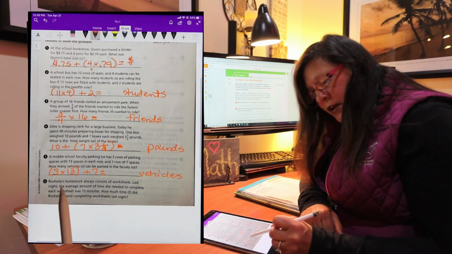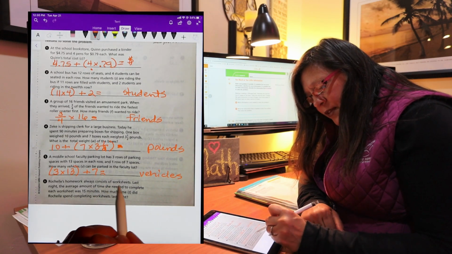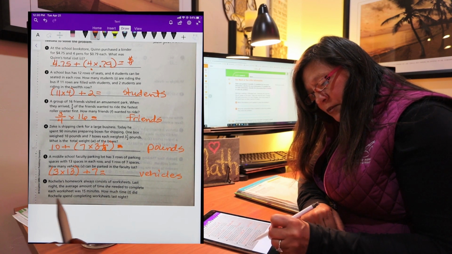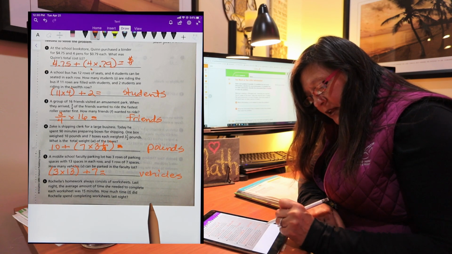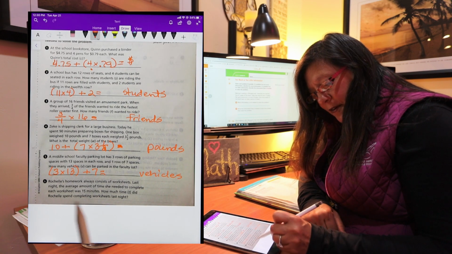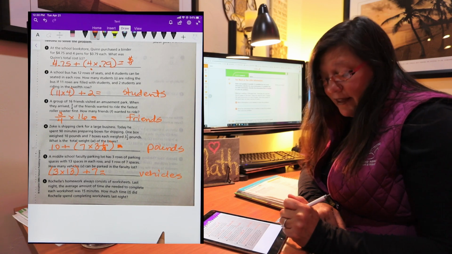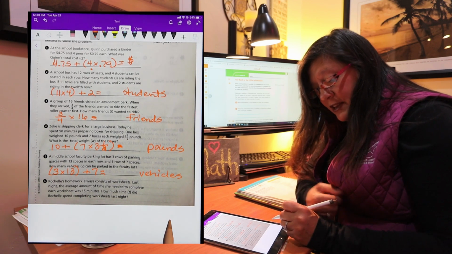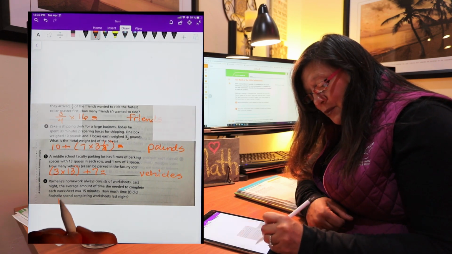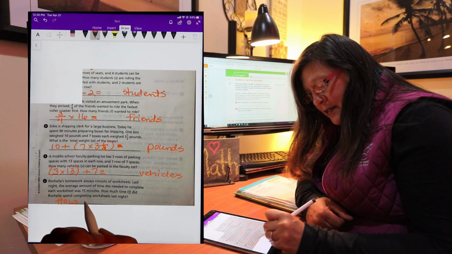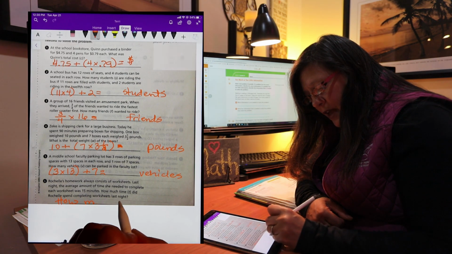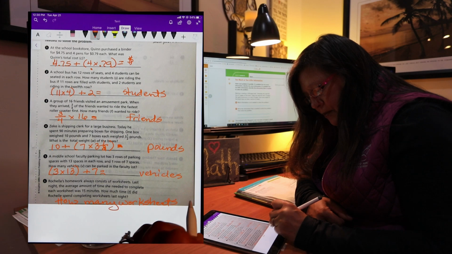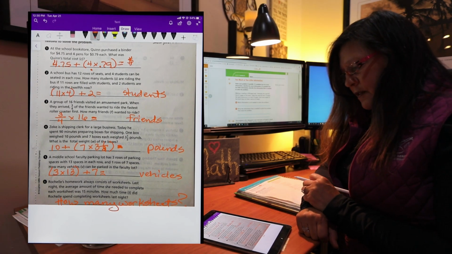Okay, last problem here. Rochelle's homework always consists of worksheets. Last night, the average amount of time she needed to complete each worksheet was 15 minutes. How much time did Rochelle spend completing worksheets last night? Well, we know it's 15 minutes each worksheet. We don't know how many worksheets, so we can't solve that problem. Not enough information. How many worksheets?